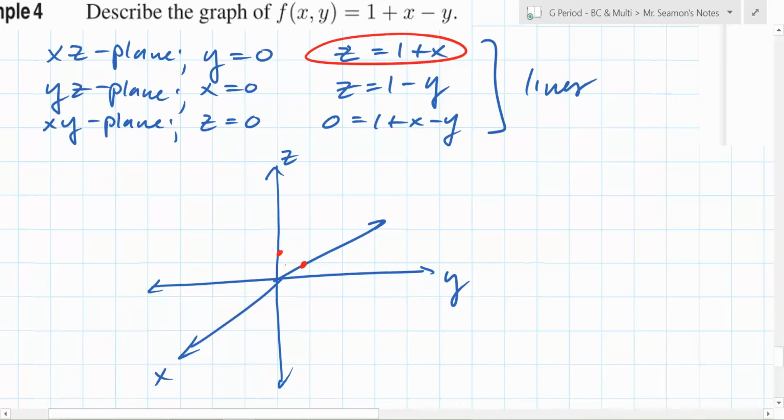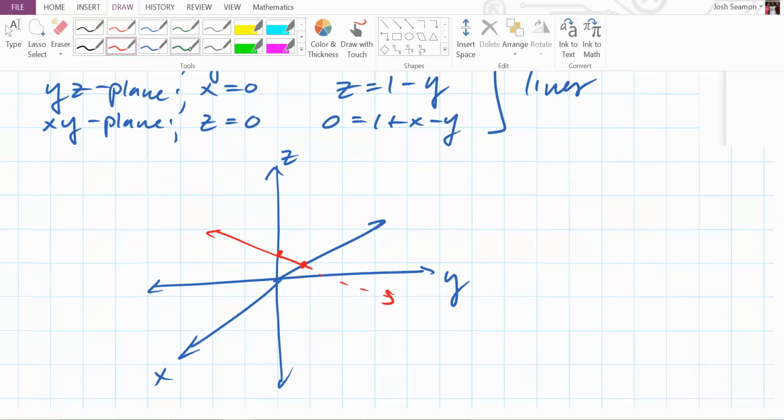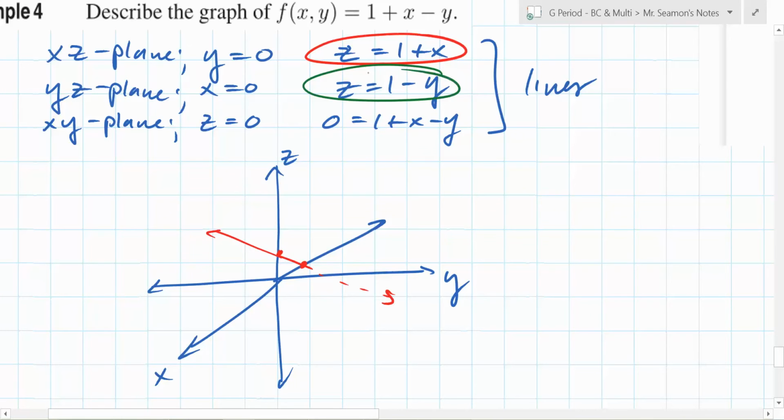So what does this line look like? It looks like this, right? It goes up and then down below. You with me so far? And that is on the xz plane. Let's do z equals 1 minus y. Let's do that in green. When y is equal to 0, what is z? It's 1 again. It's right there. When z is equal to 0, what's y? 1. So it's right about there.